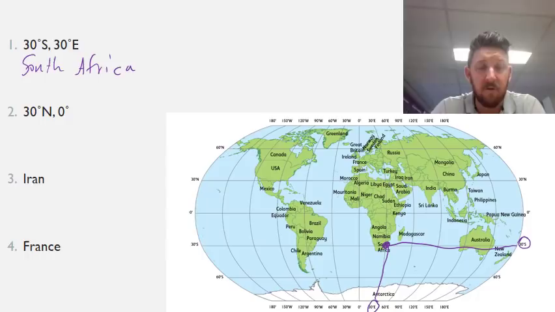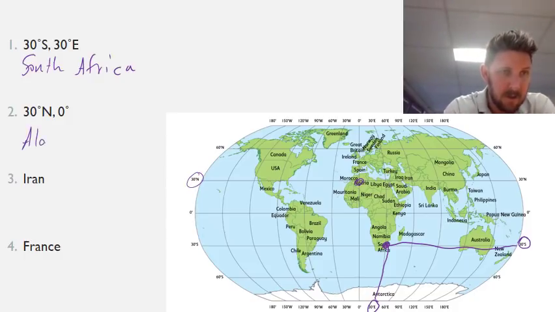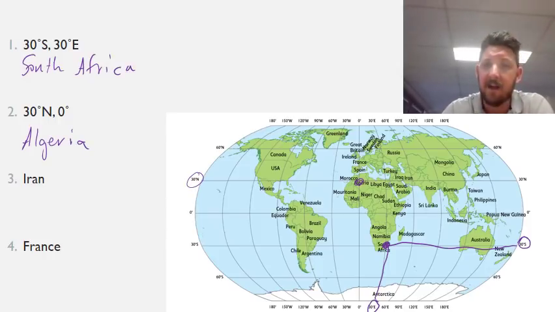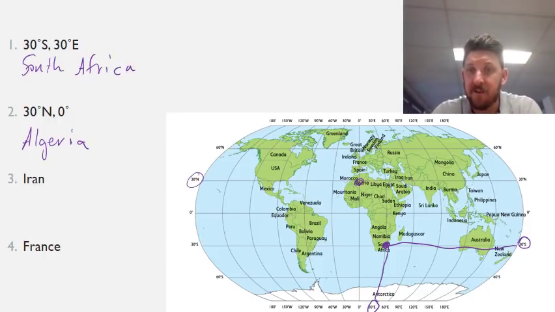If I look at 30 degrees north, now 30 degrees north is along this line here, and we're talking about 0 degrees, so it's right across. Now if I draw it in, it comes to here. We're looking at Algeria. So you can see it's exactly the same as when we have a grid. The only difference is this grid is on a sphere.